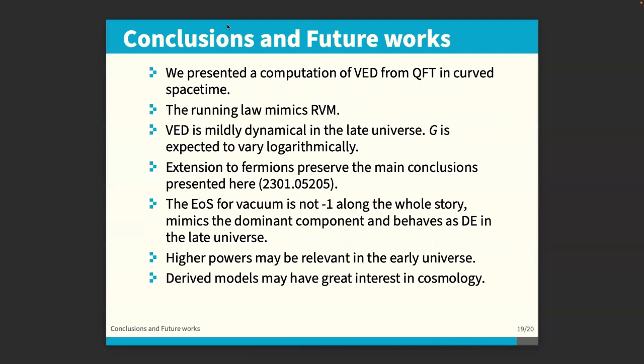So just let me conclude that we have presented these computations in curved space-time, and we have been able to compute the running law for the vacuum energy density. We can extend these computations for fermions too. Well, I kept it simple for the talk, but we have repeated the computations for fermions, and the conclusions are exactly the same. And we see that the vacuum energy density does not have an equation of state equal to -1 during all its history. It changes with redshift. Higher powers, as said, may play an important role in the universe. And well, one can study this kind of models and related models in cosmology in order to study the cosmological tensions and fit parameters and so on.